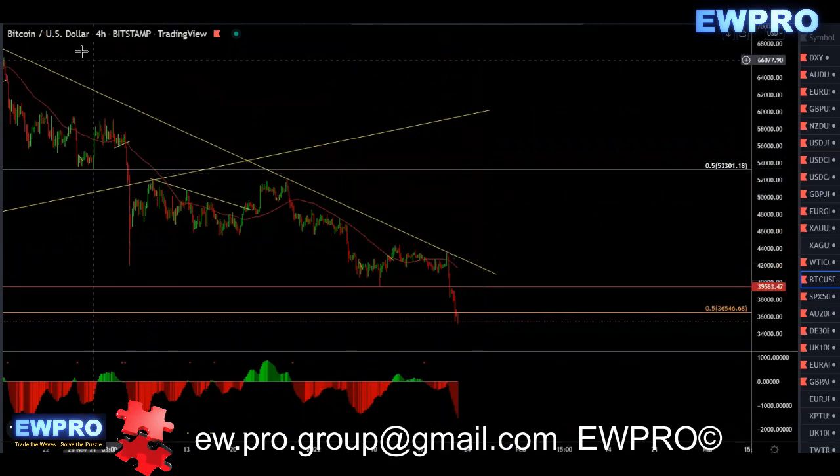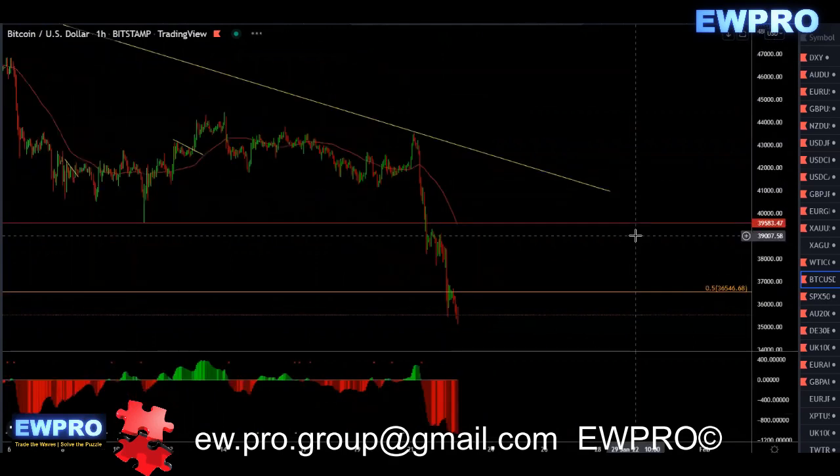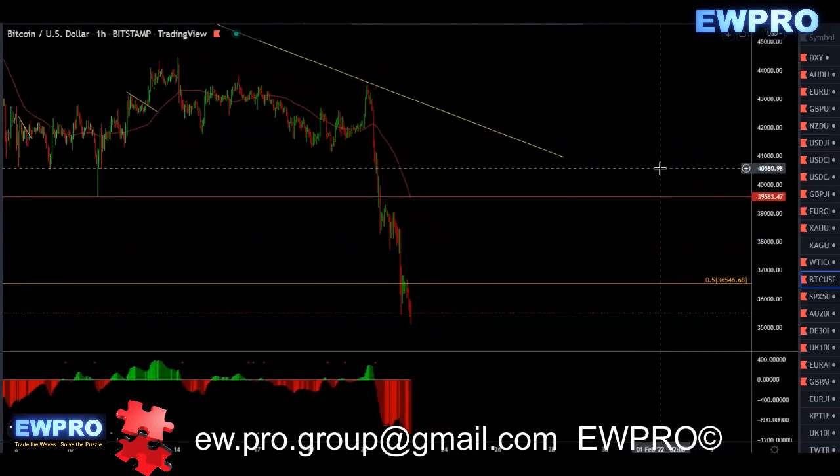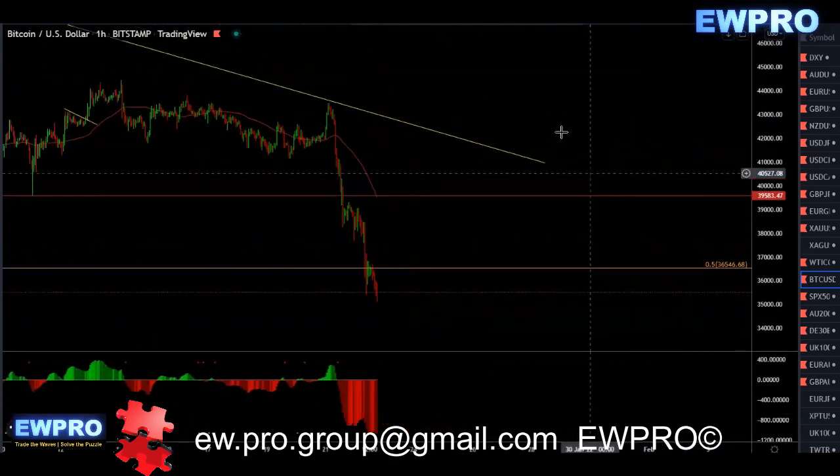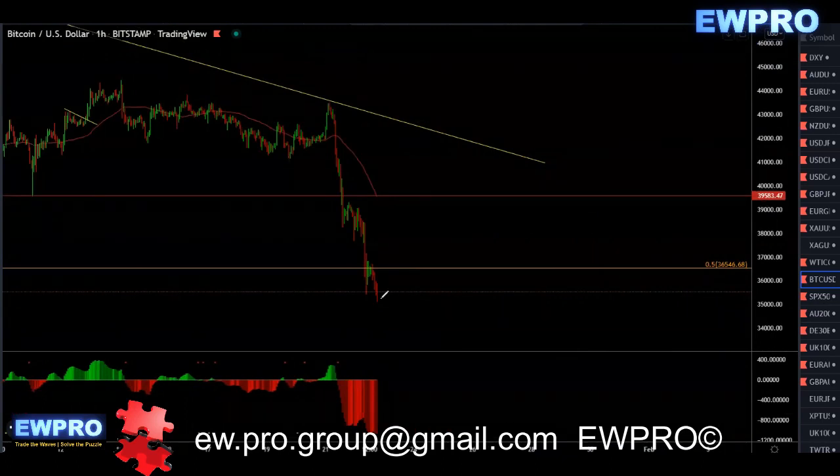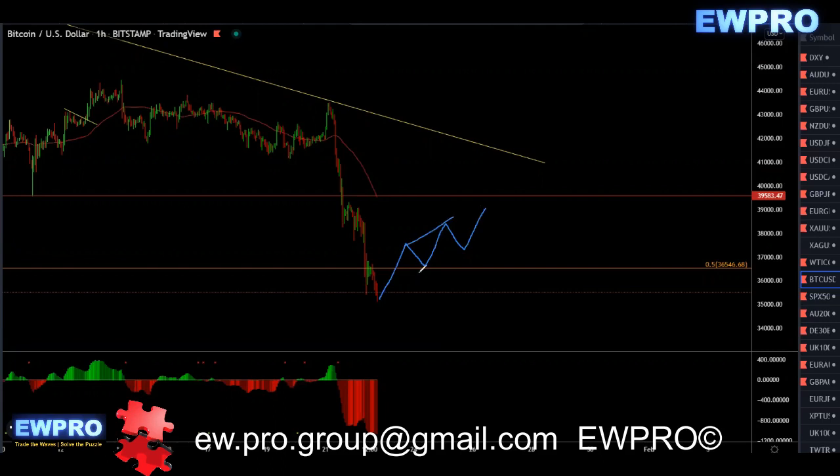So we may get more downside. Looking at the H1, all you can really do is wait for a correction, some sort of a correction back to the 50 fib, and then you could look for the sell, an A, B, C.